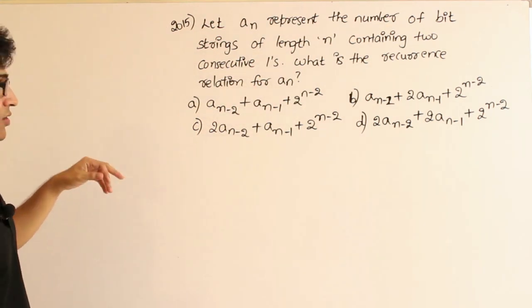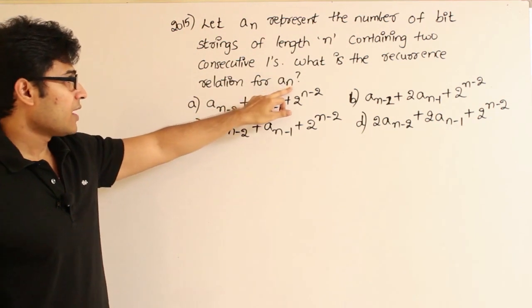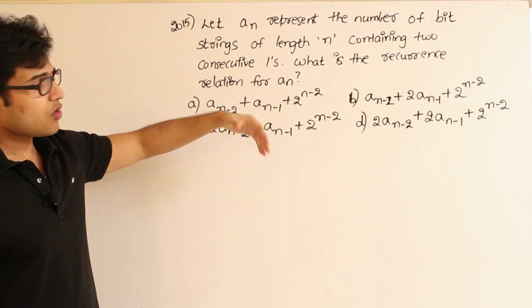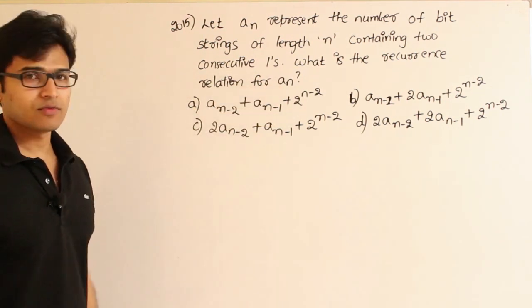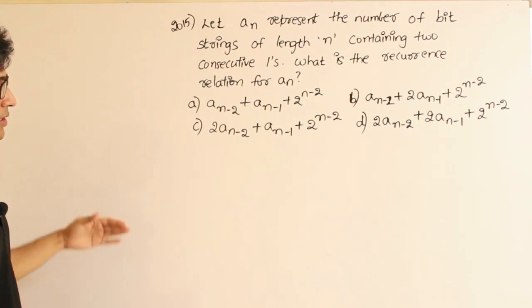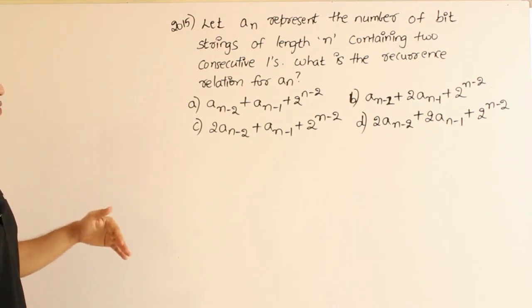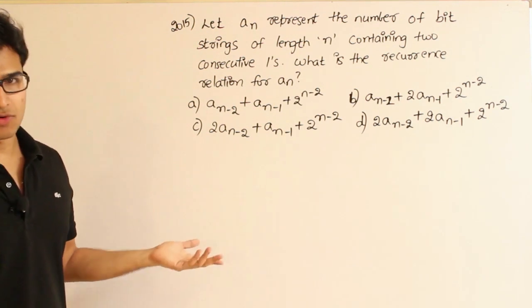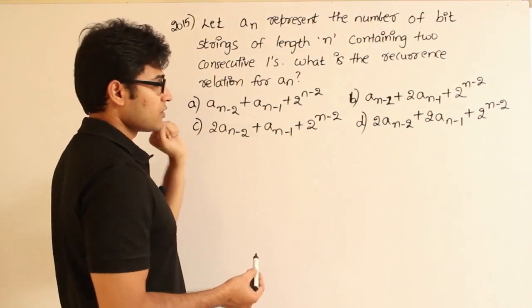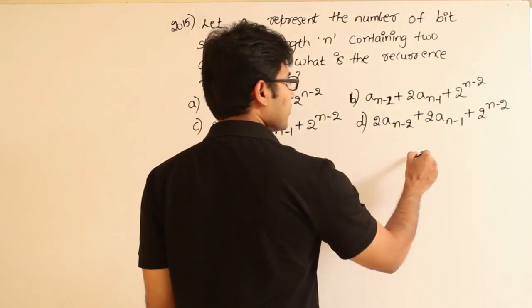So what is it that they are saying? An is nothing but the set of all strings of length n, and an denotes how many strings in this set have two consecutive ones. In order to answer this, it is better that you find out a1, a2, a3, probably a4. If you can find them, you can substitute in these options and get it. So what is a1?